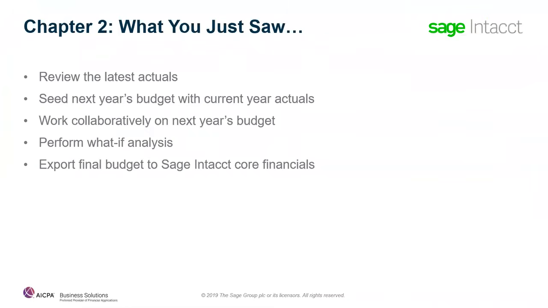So what you just saw was how a finance leader, Emma, was able to import the latest actuals from the Sage Intacct Accounting module to see next year's budget. And the budgeting and planning module automatically calculated every budget line based on the assumptions and formulas that were in place. And then once that was done, Emma was able to share the budget with her coworkers, like the VP of Marketing, to collect inputs for the new budget and then perform what-if analysis to see the financial impact of next year's budget of any new scenario she wanted.